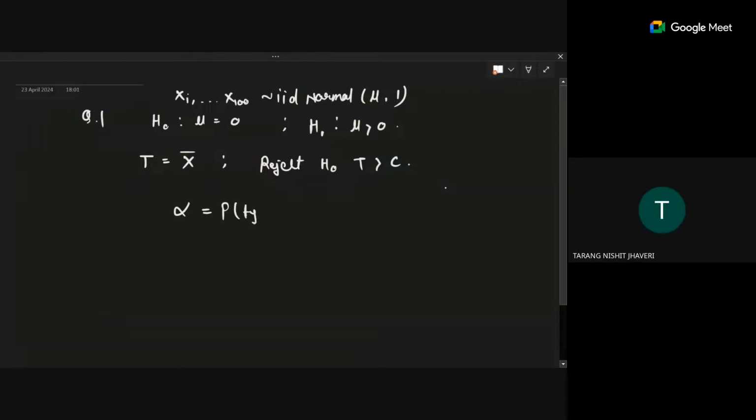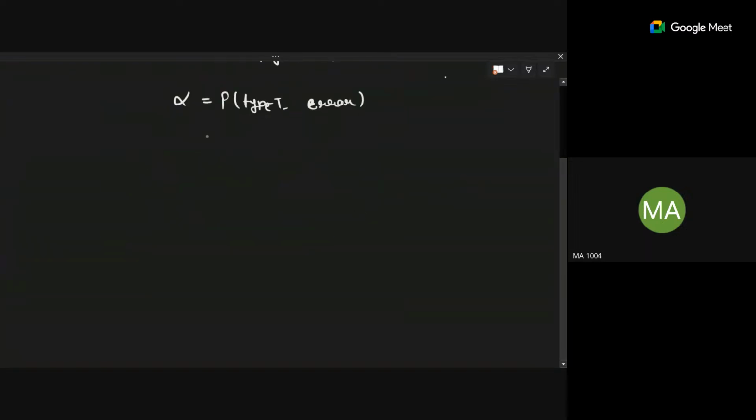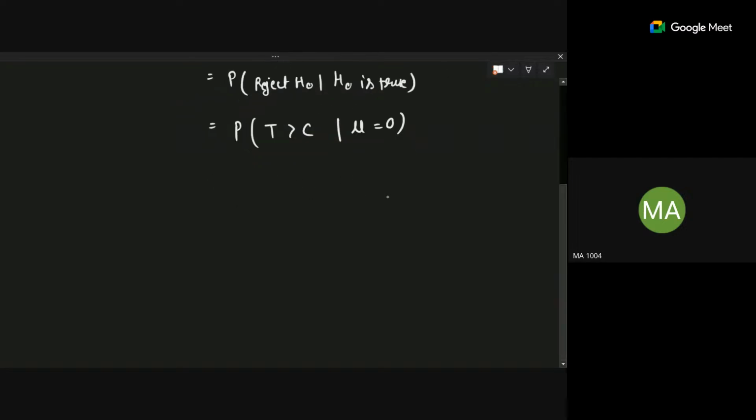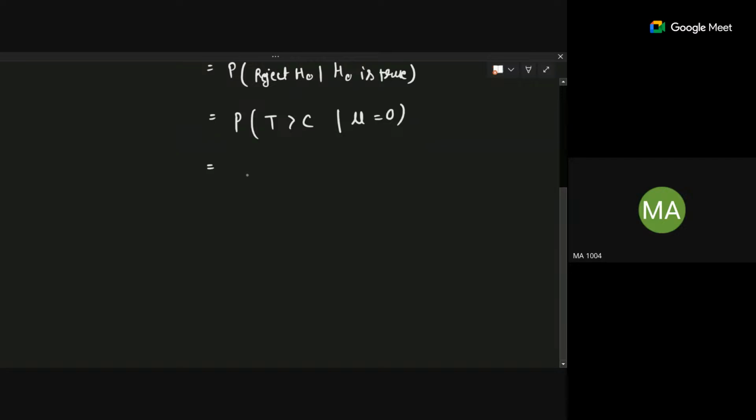Reject null, alpha, ma'am. Yeah, type 1 error is nothing but the probability of rejecting null when it is true, right? So in this case, rejecting null is nothing but T greater than c, and when the mean is equal to 0. Fine. So just go with it.